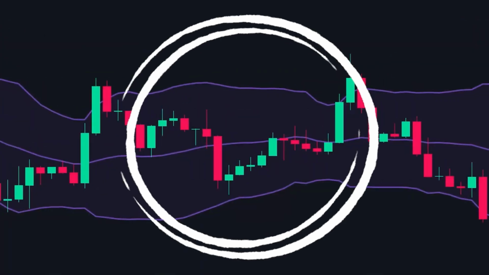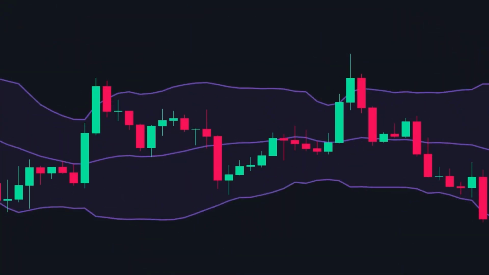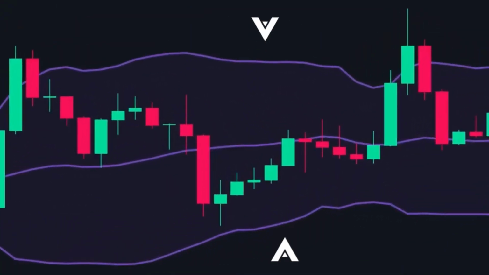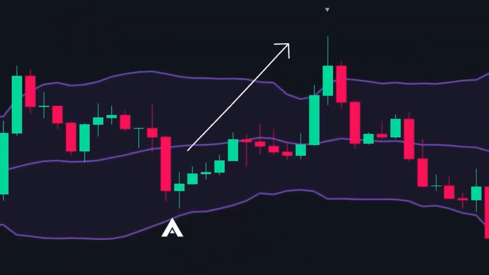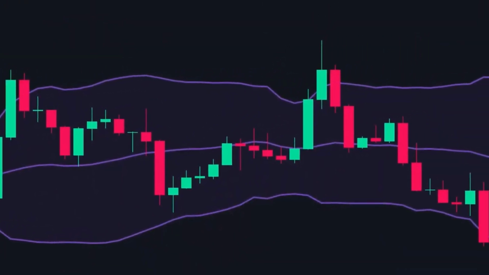Here we see that the price was moving in a sideways range, trading within the bands, with the upper and lower bands containing the price. On this candle, the price approaches the upper band before instantly reversing downward. The price then advances to the lower band and briefly touches the upper band before reversing. The price ultimately reaches the lower band again.